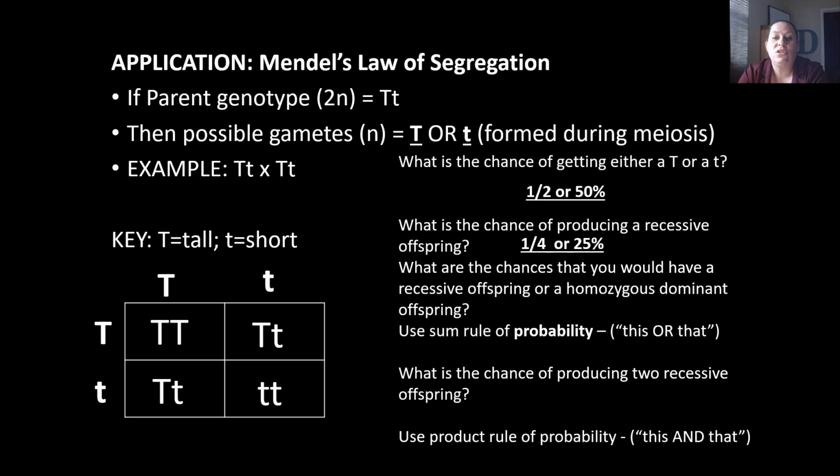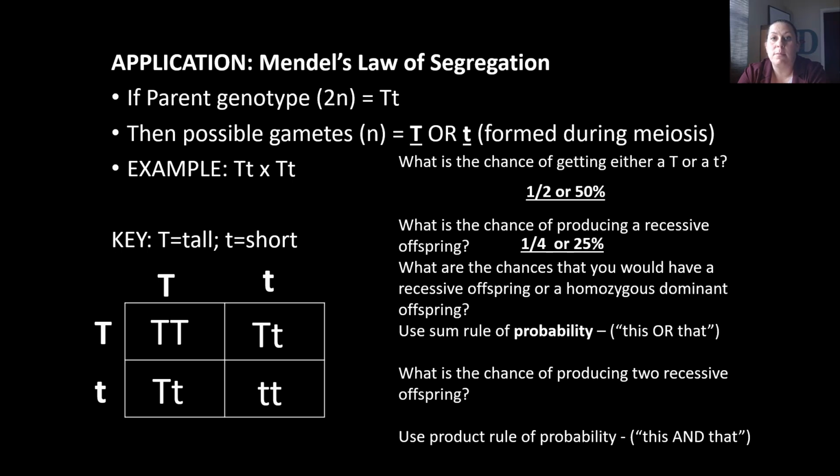So the next one, what is the chance that you would have a recessive offspring or a homozygous dominant offspring? So it's asking me to look at 2 different things. Well, this is known as the sum rule of probability. If it's asking, can you have this or this, I've got to add them together. So I already know that I have 1/4 of a chance of getting a recessive, 1 out of 4.